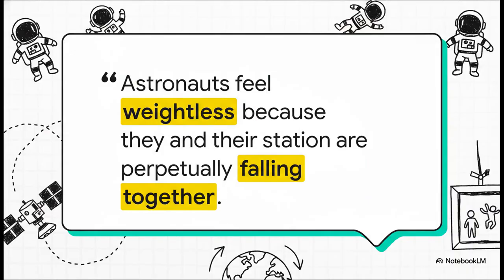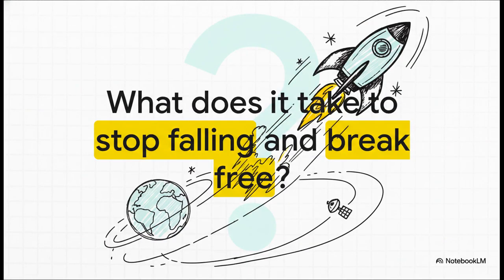This quote just nails it. The reason astronauts float isn't because there's no gravity. It's because they, and the space station, and every single thing inside it are all falling around the Earth together at the exact same speed. It's kind of like being in an elevator when the cable snaps. For that terrifying moment, you'd feel weightless because you and the elevator are falling together. Astronauts are just stuck in that moment forever. So orbiting is all about going just fast enough to miss the Earth as you fall.